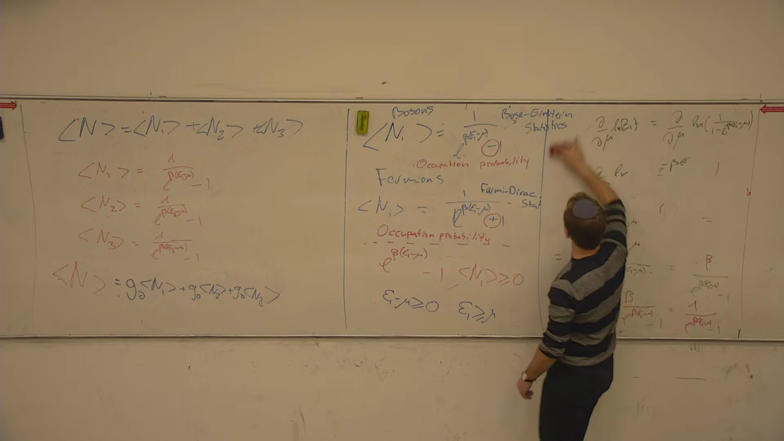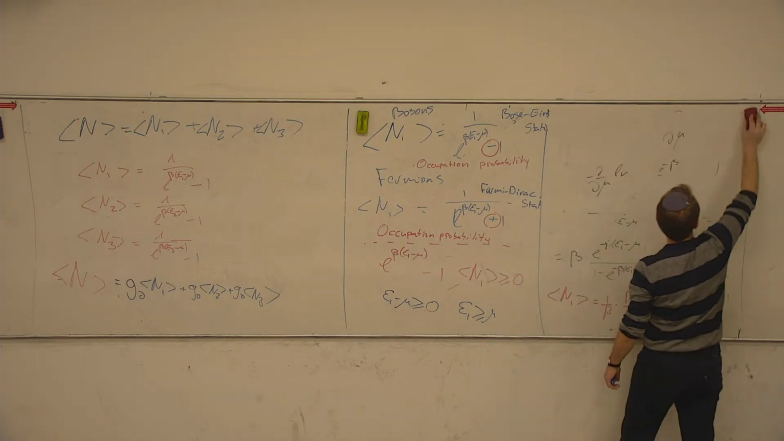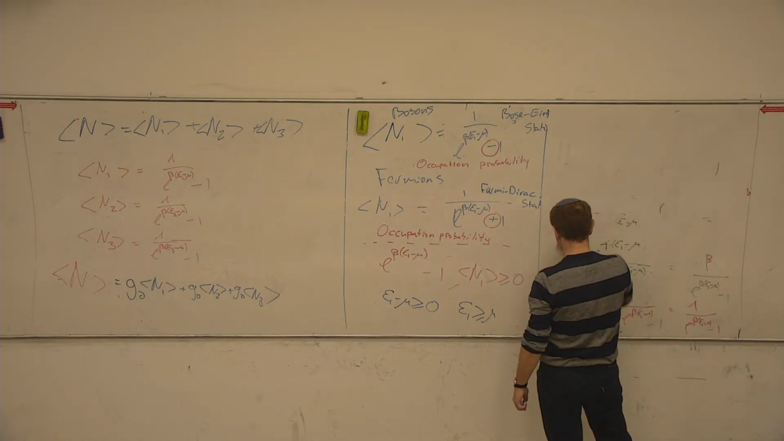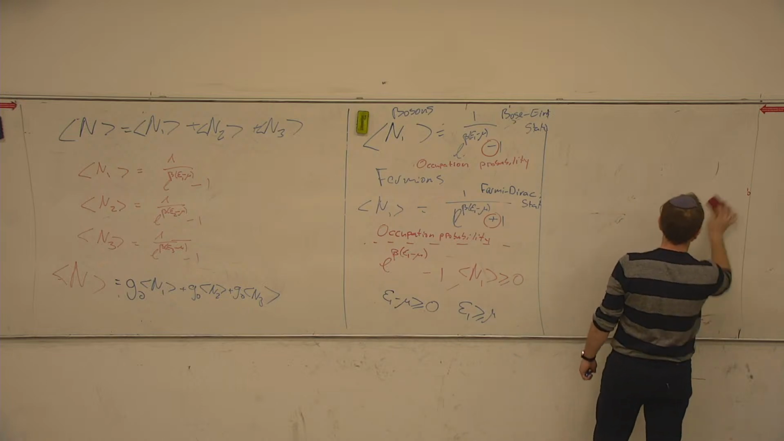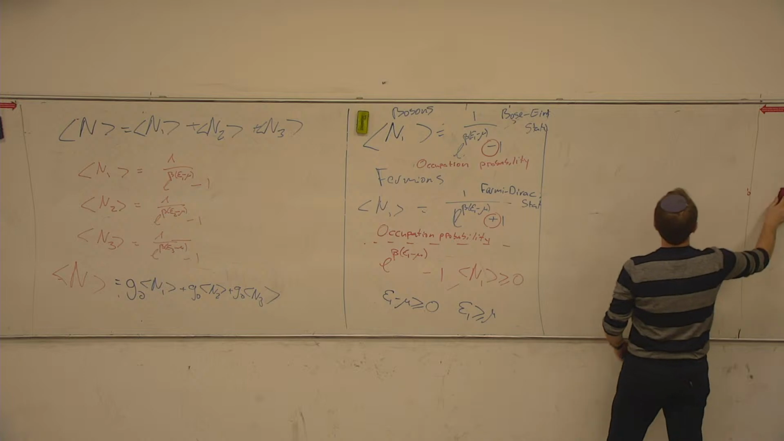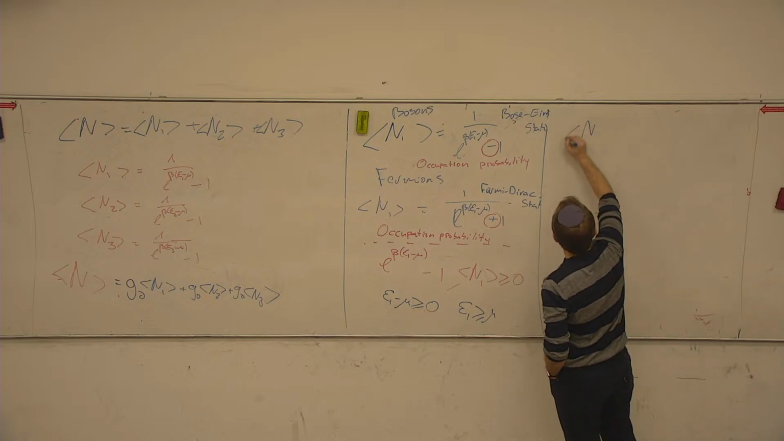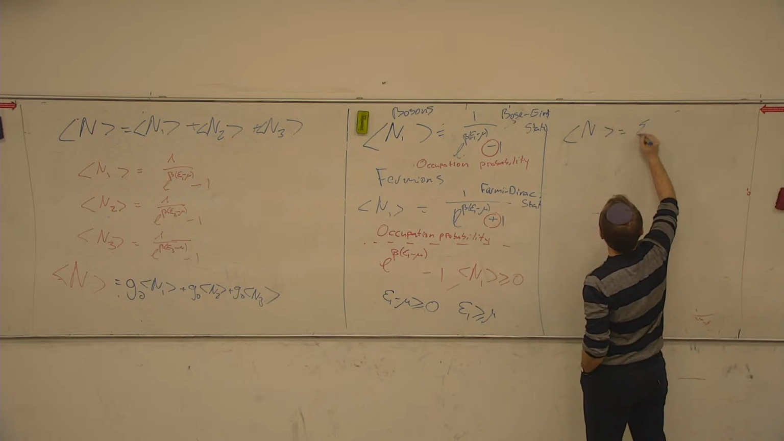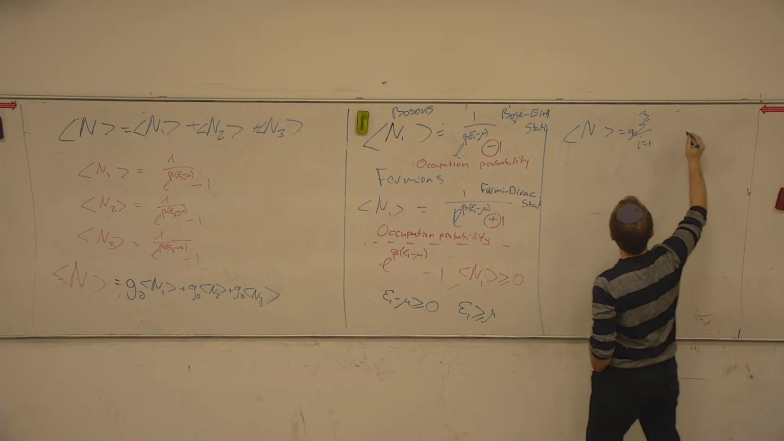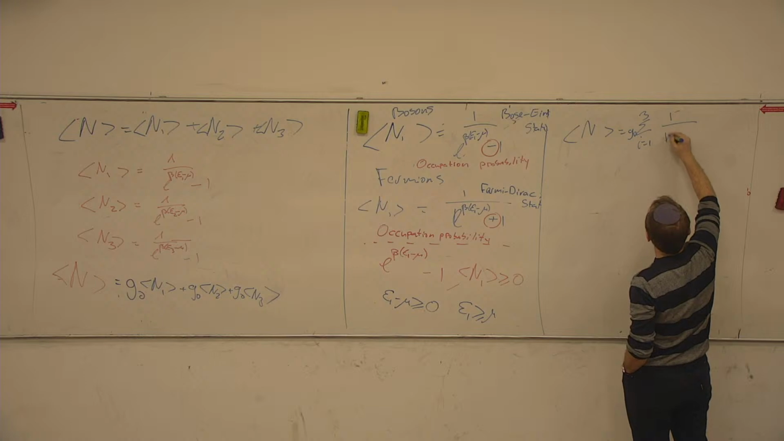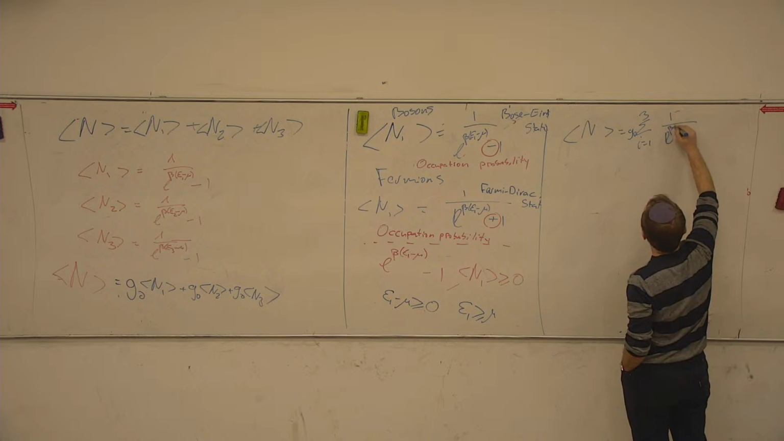So the final result for the average number of particles is a sum, i goes from 1 to 3. You have G0 over here, 1 over e to the power beta (epsilon i minus mu) minus 1.